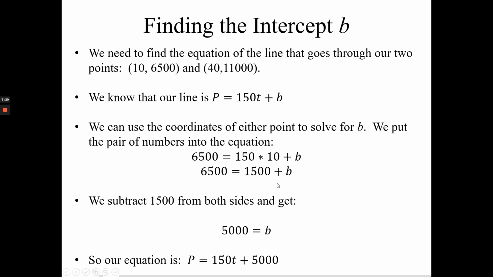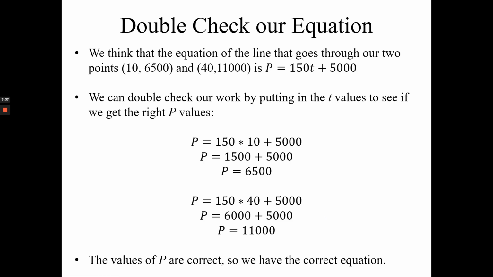I want to get b all by itself, so I subtract 1,500 from both sides. 6,500 minus 1,500 is 5,000, and there's our b, there's our intercept. So the equation of our line is 150 times t plus 5,000. There's the equation of our line. It's always a good idea to double check our work. I think I've got it. I think the equation of the line that goes through our 2 points is P equals 150t plus 5,000.